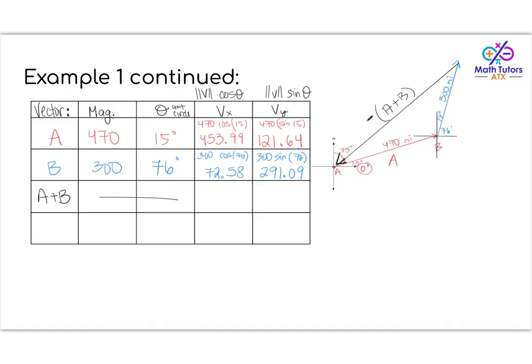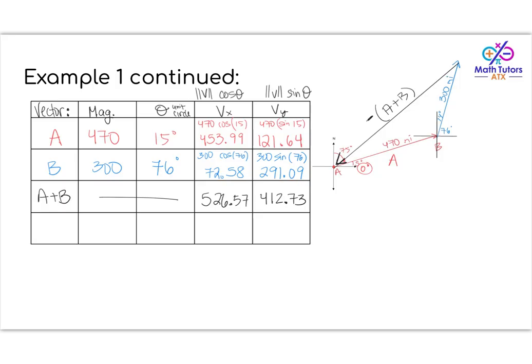Remember, that means not the actual magnitude of these, we're just adding up the components. So right here, we're going to add the x components. And for the x components, I got 526.57. And for the y components, I got 412.73. So we can see that both the x and the y components are positive if I'm looking at A plus B.